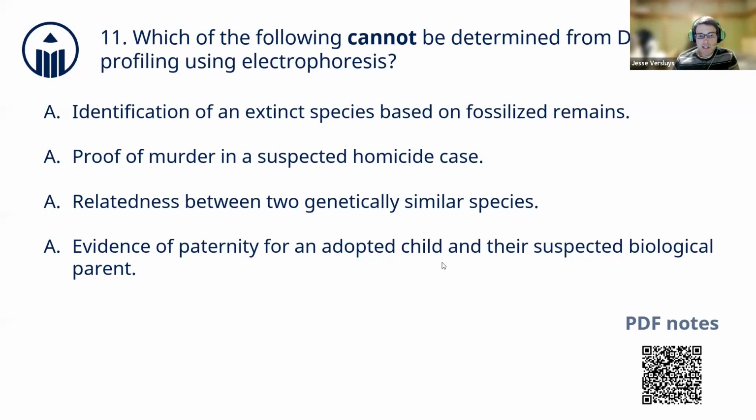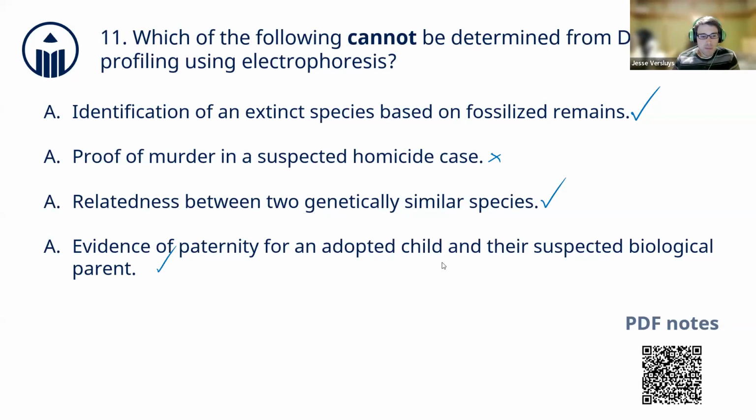So identification of an extinct species based on fossilized remains. Yeah, that's okay. We could potentially use it to identify if we have a sample that we could compare it to. Could we prove a murder in a suspected homicide case? That one, it turns out that we probably cannot make that conclusion. So we'll come back to that one in a second for the reason why. Relatedness between two genetically similar species, no problem. We can compare that to see where they have similarities and differences. And we can use, just like we just saw in this example, evidence for paternity for an adopted child and their suspected biological parents. So that's fine.